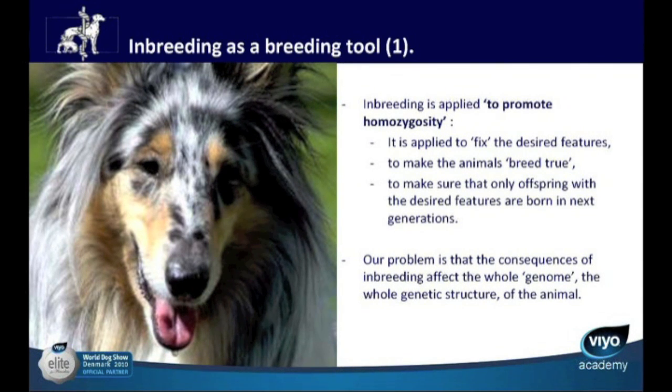Why do we apply inbreeding? Inbreeding is applied to promote homozygosity, but that's a genetical term. What do you mean when you apply inbreeding? It's applied to fix desired traits, desired features. It's, as people say, to make animals breed true, or to make sure that the offspring only has the desired features you're trying to select on.